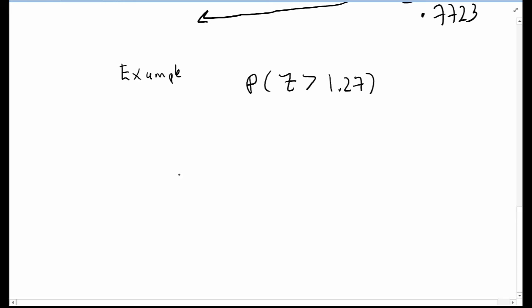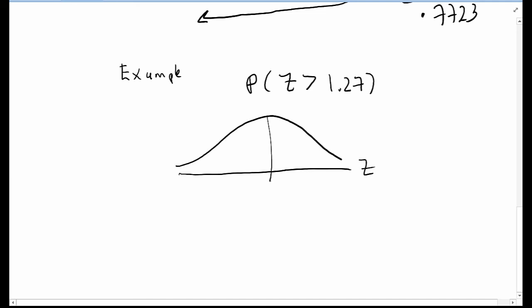The picture of this is as follows. This is the data set. The data set is normally distributed. The mean is 0 and the standard deviation is 1. 1.27 as a data value is obviously to the right of 0. And we want the area, the percentage of values, or the probability that the value is greater than 1.27.